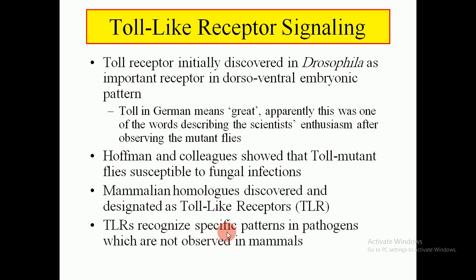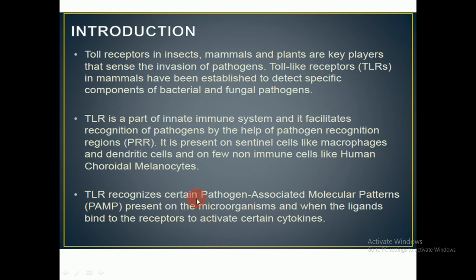Toll-like receptor recognizes specific patterns in pathogens which are not observed in mammals. So, introduction: toll-like receptors in insects, mammals, and plants are key players that sense the invasion of pathogens. Toll-like receptors in mammals have been established to detect specific components of bacterial pathogens.